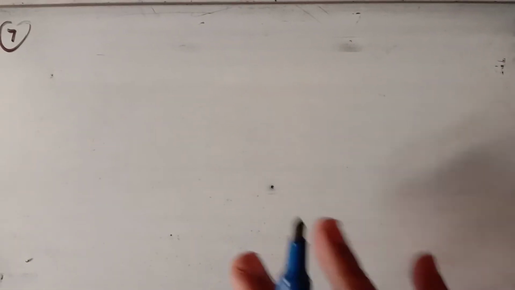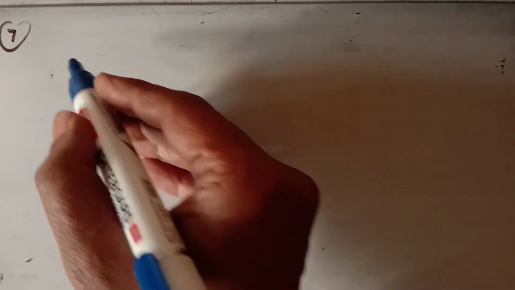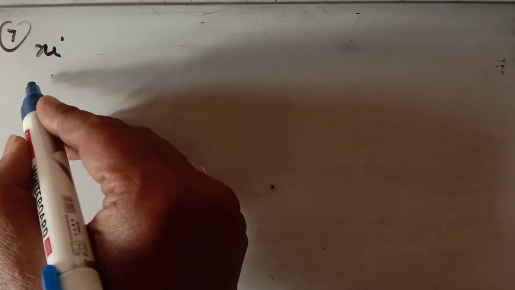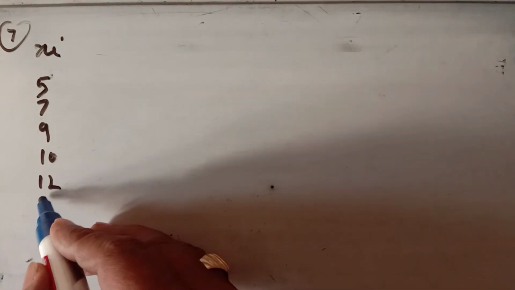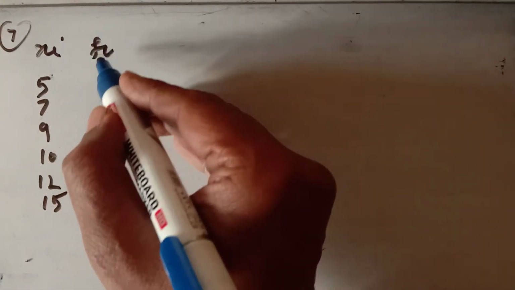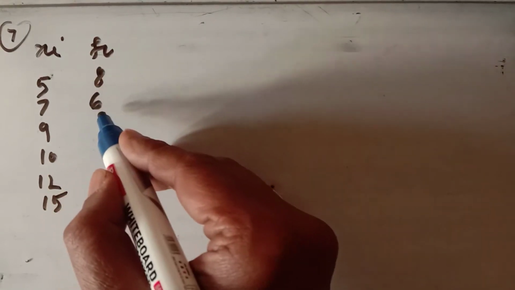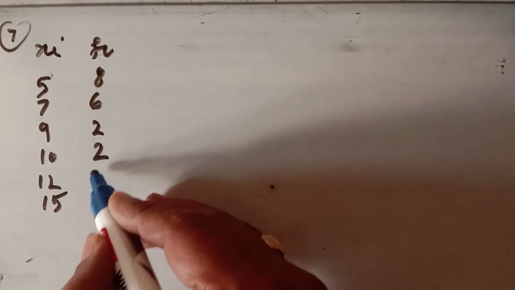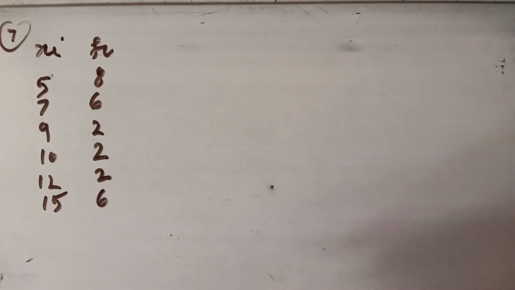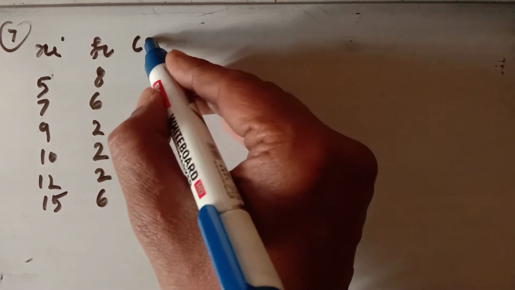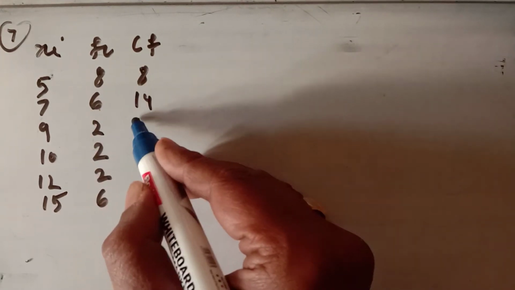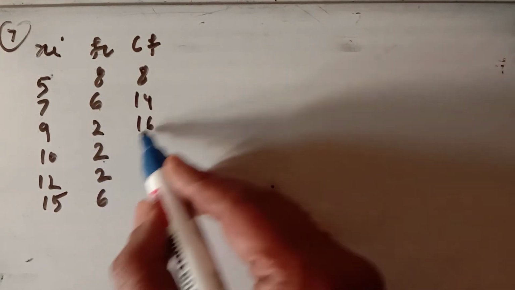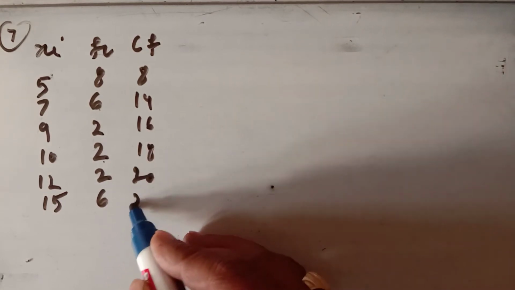Now in question 7, you have to find the mean deviation about the median of this given data, which is grouped data in which the class interval is not given. This is given. Its frequency is 8, 6, 2, 2, 2 and 6. Now to find the median, you have to find its cumulative frequency, which you know: 8 first, same रहता है, 8 plus 6 is 14, 2 plus 14 is 16, 2 plus 16 is 18, 20 and 26.